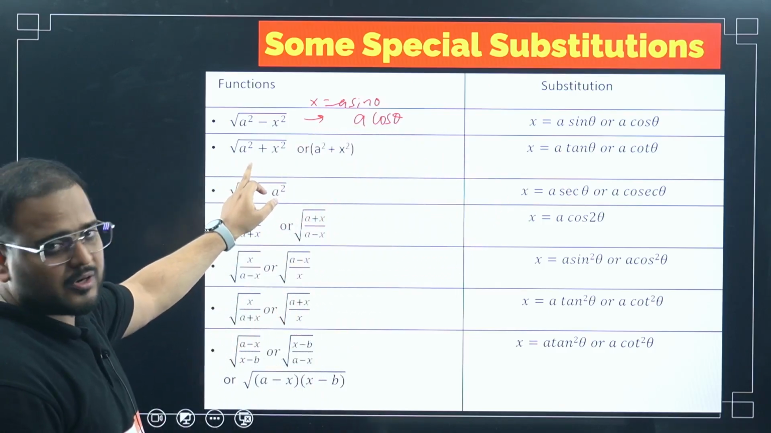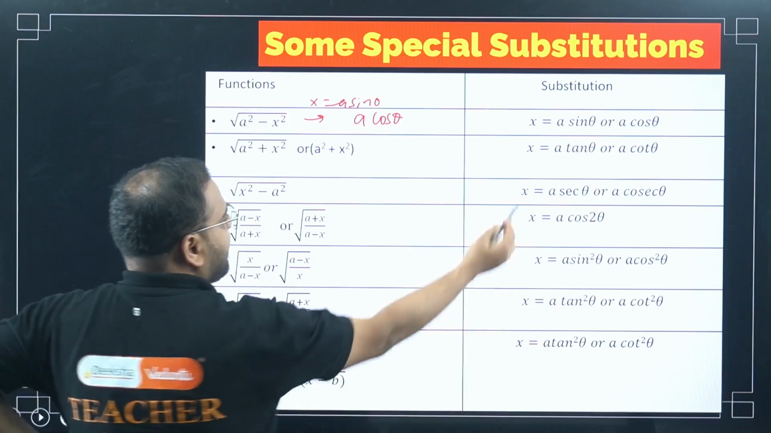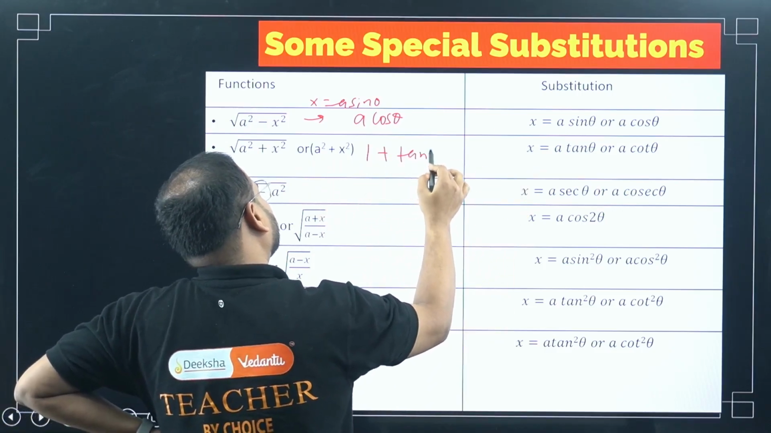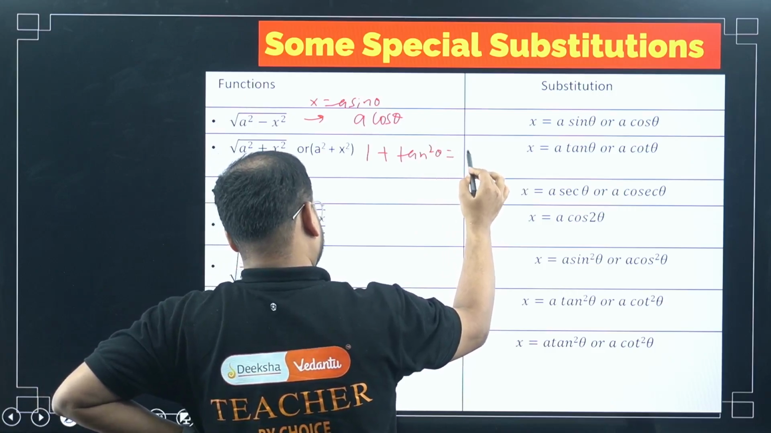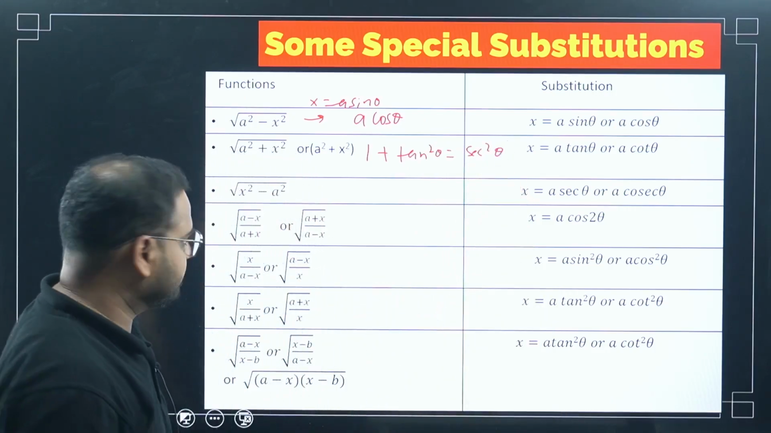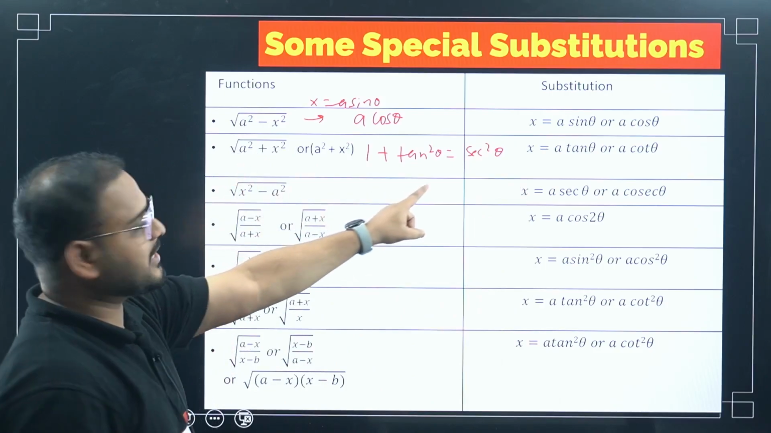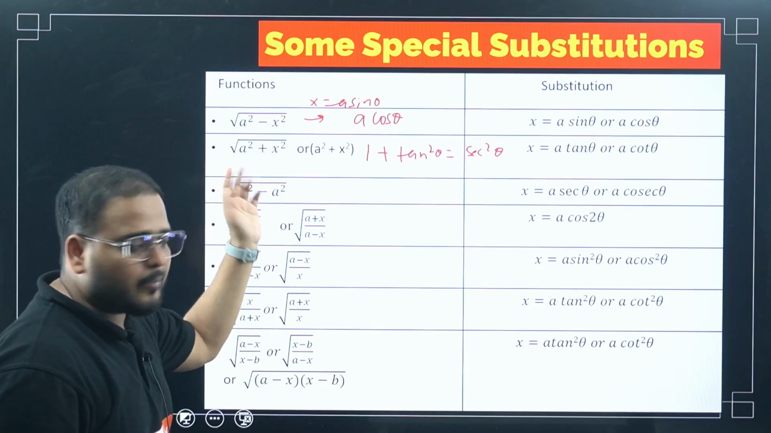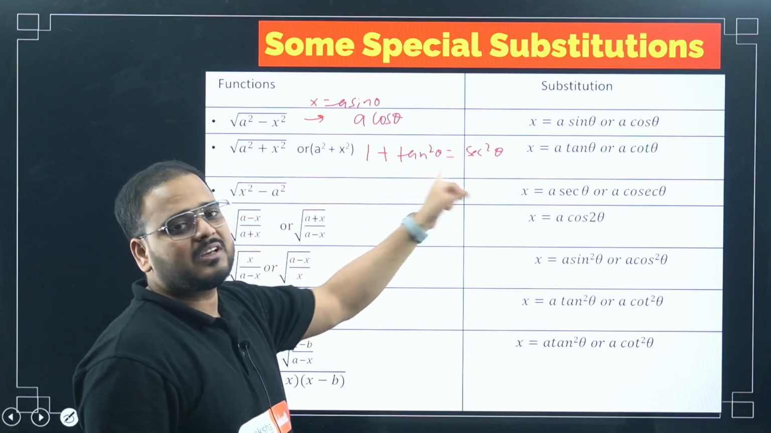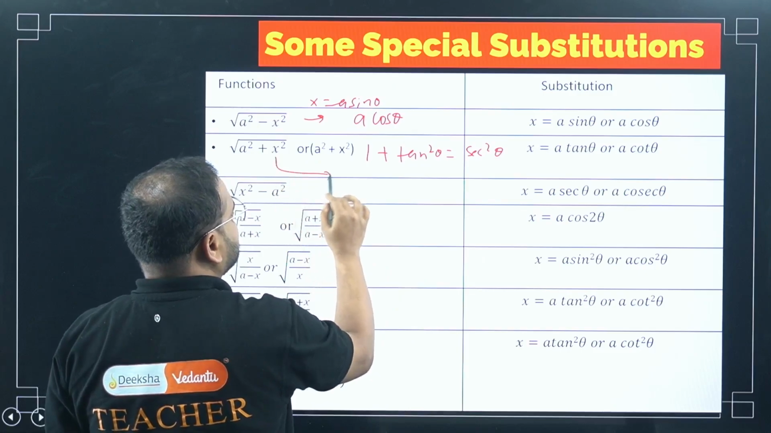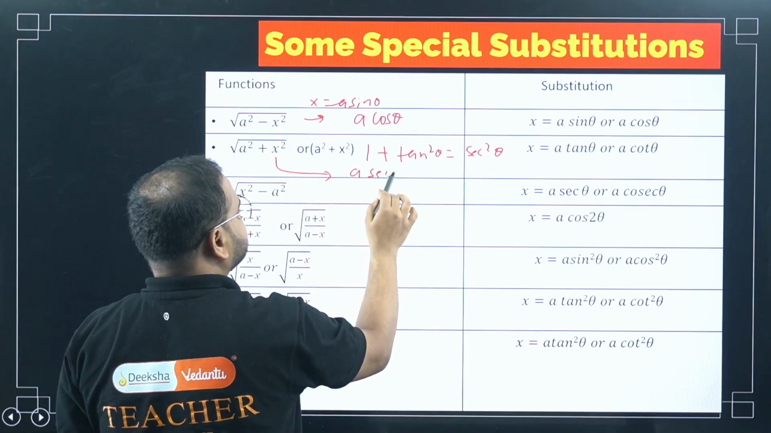What about this? Please check. If you put a tan theta, what is the identity? If you remember, 1 plus tan square theta is sec square theta. If you put here a tan theta, it will become a square tan square theta. You can take a square common, it will become a square times of this, so a square sec square theta. What is the result of this? Simply a sec theta.